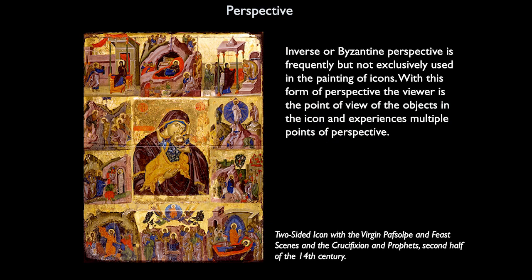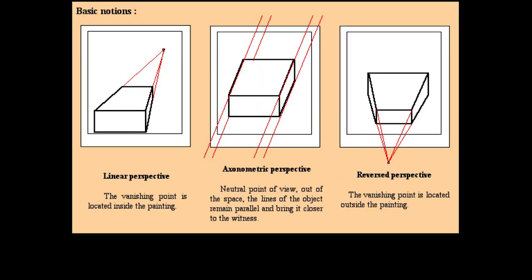So inverse or Byzantine perspective is frequently but not exclusively used in the painting of icons. With this form of perspective, the viewer is the point of view of the objects in the icon and experiences multiple points of perspective. The intent of using this form of perspective is to supposedly allow the viewer a window into the kingdom of God and to bring them into some sort of relationship with the Almighty.